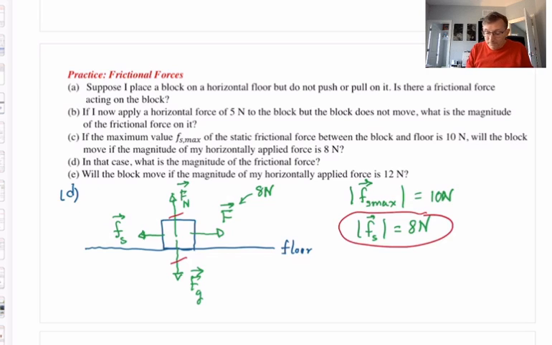Now let's go on to E. Will the block move if the magnitude of my horizontally applied force is 12 newtons? The magnitude of my horizontally applied force is 12 newtons. Pause the video and think about it.